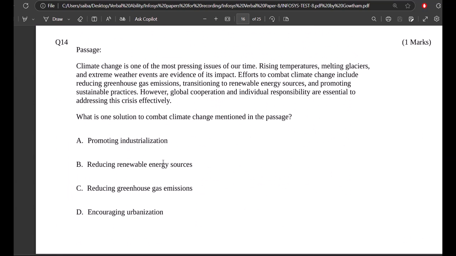Next one, what is one solution to combat climate change mentioned in the passage? What is the one solution? It is mentioned. So efforts to combat climate change include reducing greenhouse gas emissions, transitioning to renewable energy sources, and promoting sustainable practices. So from this particular point, we can see reducing greenhouse gas emissions is the answer.